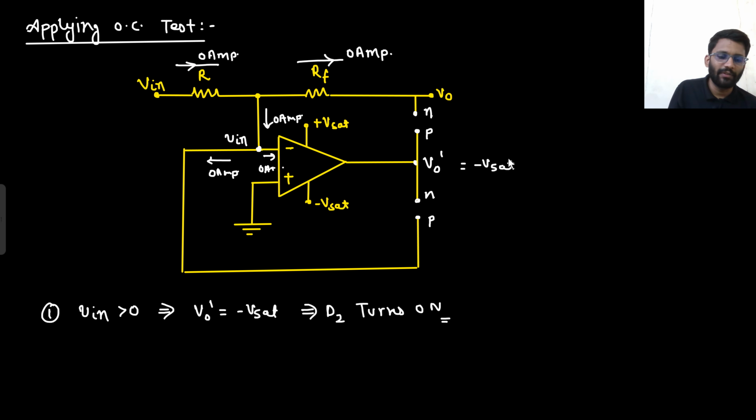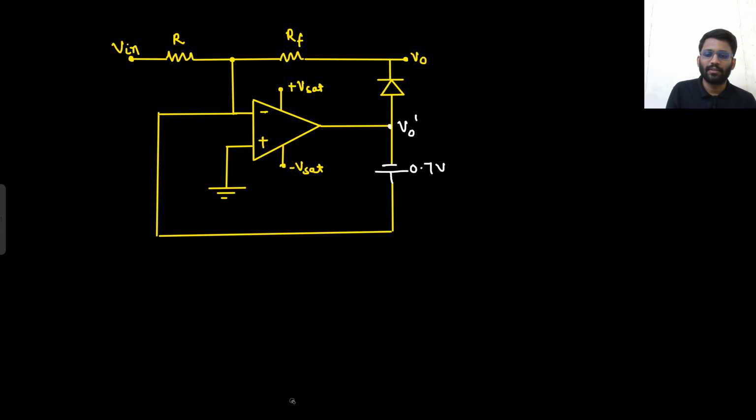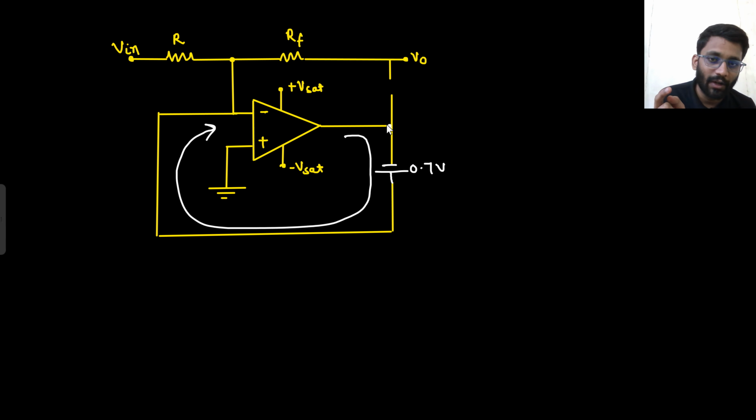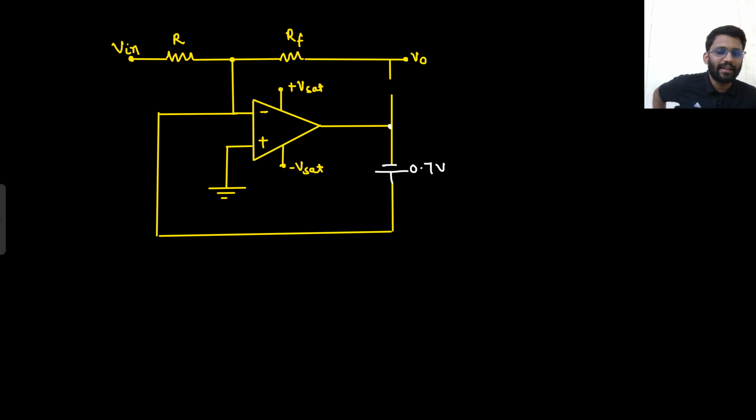And D1 will be off only, because V node dash is minus V sat. The P terminal is connected to minus V sat, and D1 is off. So forget about this node, and forget about this V node dash as well. Right? Now there is a negative feedback involved. Say yes or no. From the output, some portion is coming towards the input, that too towards the negative terminal. So there is a negative feedback involved.